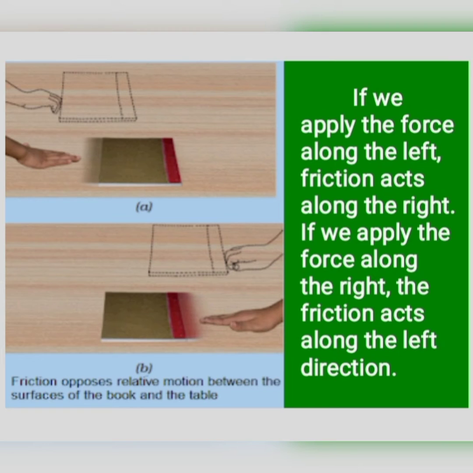So we can say that friction opposes relative motion between the surfaces of the book and the table. You saw that if you apply the force along the left, friction acts along the right. If you apply the force along the right, the friction acts along the left direction. In both cases, the force opposes the motion of the book. The force of friction always opposes the applied force. In this activity, the force of friction acts between the surface of the book and the surface of the table.